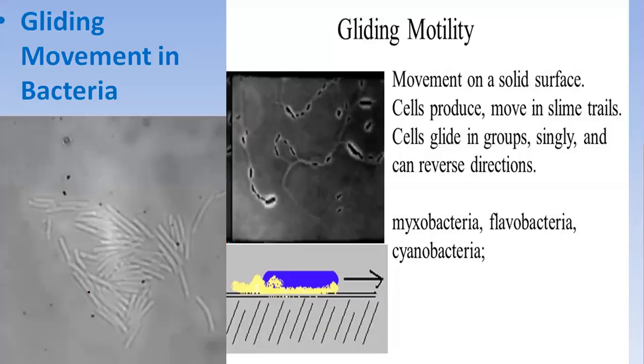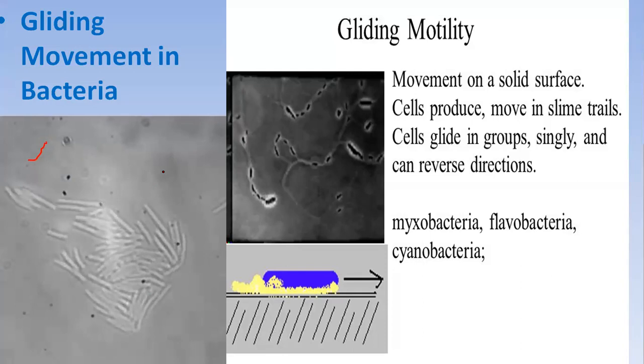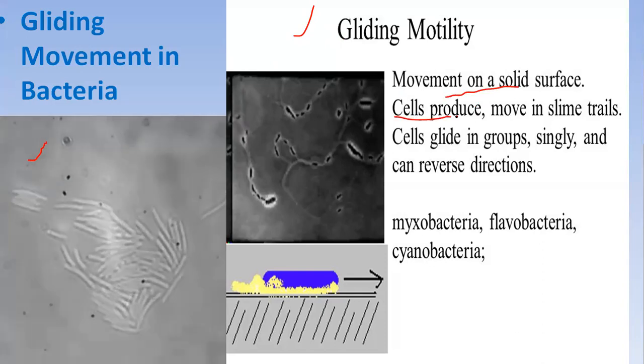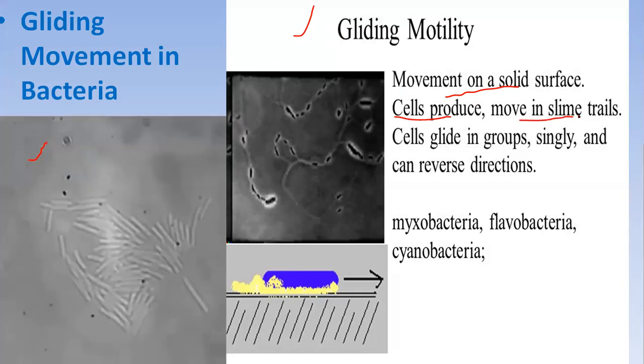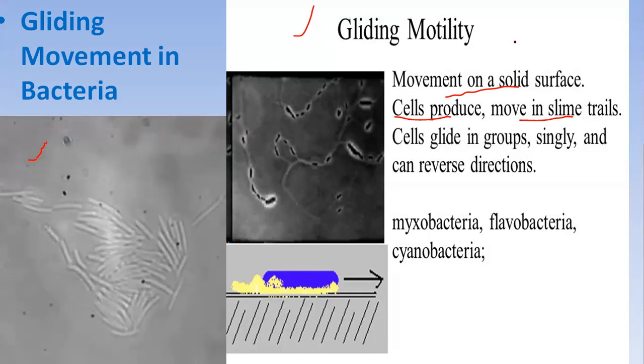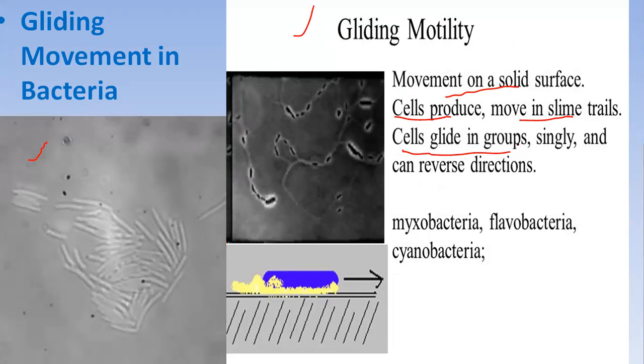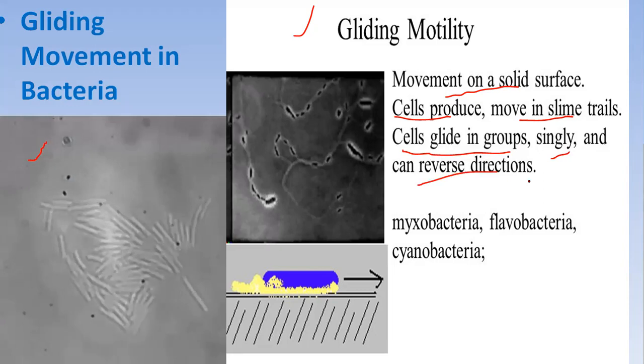Now you can see here in this electron microscope diagram the gliding movement of bacteria. That is another type of motility. They move on a solid surface, and the bacterial cells produce slime, slime trails, like a snail moving on solid surfaces: first it secretes slime, then it moves on. Bacteria do the same. They release slime trails, and then cells glide in groups or singly, or they can reverse also.